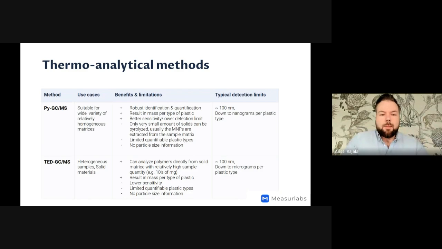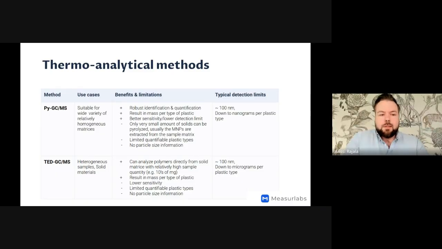Compared to the TED GCMS, it has a better sensitivity and lower detection limit. However, the major downside is that only a very small amount of solids can be pyrolyzed at once, and usually only the micro and nanoplastics are extracted from the sample matrix. Usually the lower limit for the particle sizes is around 0.1 micrometer or 100 nanometers, and the detection limit is usually down to a nanogram, some nanograms per plastic.